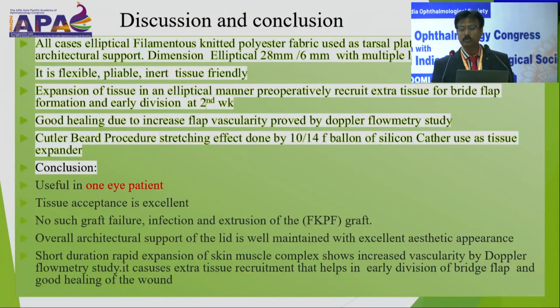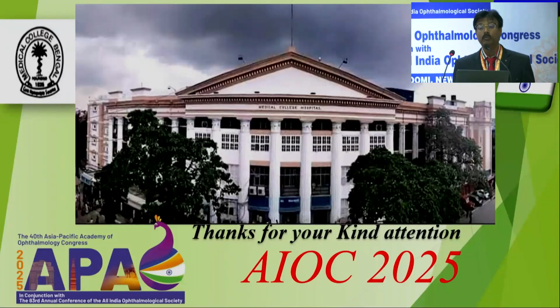Conclusion: it is very useful, particularly in the one-eyed patient. Tissue acceptance is excellent. No graft failure, infection, or extrusion of the filamentous knitted polyester fabric. Overall architectural support of the lid is well maintained with excellent aesthetic appearance. Short-duration, rapid expansion of the skin-muscle complex shows increased vascularity, proved by Doppler flowmetry study. It causes extra tissue recruitment. Again, I say, it helps in early division of the bridge flap and good healing. Thank you for your kind attention.